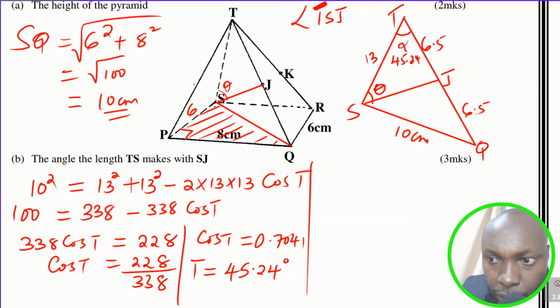We have two sides and one angle. We can't use the sine rule, having one angle and two sides. So we need to get the other side that is opposite this angle. And the side that is opposite angle T is SJ. So how do we get SJ? We can get SJ again using the cosine rule.